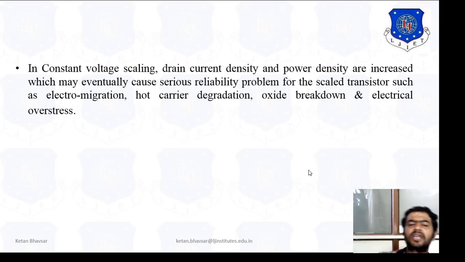So we can say that in constant voltage scaling, the drain current density and power density are increased, which may eventually cause serious reliability problems for the scaled transistor, such as electromigration, hot carrier degradation, oxide breakdown, and electrical overstress. So this type of problem may increase if you use constant voltage scaling in some specific designing technique or packaging technology.